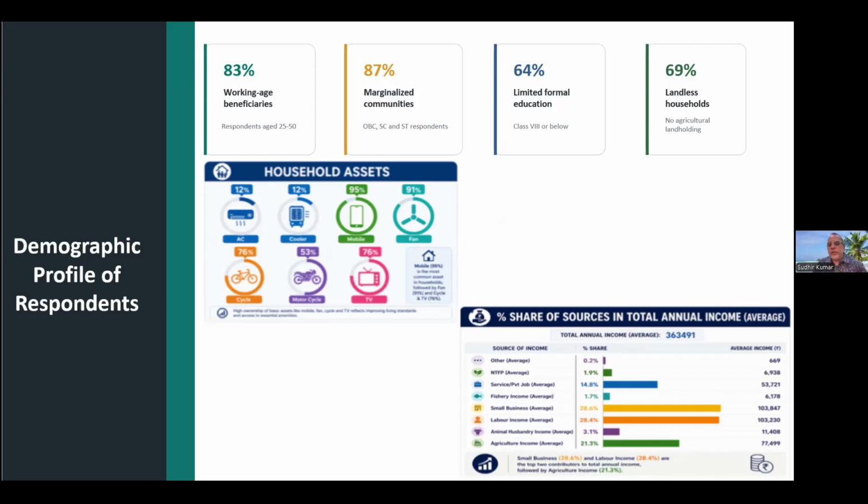Agriculture income is 21%, labor income 28%, small business 28%. Mohan has good eyes. See, I enlarged it here. Okay, can we do one thing? Can we put another one, like this, with MFIs and SAGs differently? Yes, we have the data, we can do that. No issue. That can be done, no problem. Earlier I think I did that, but then I removed that.